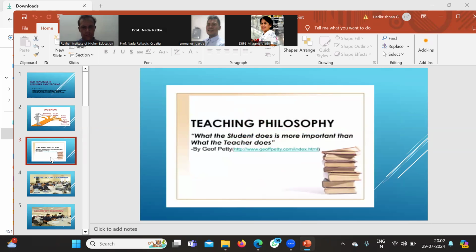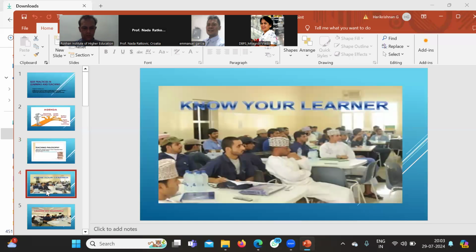So the philosophy of teaching: what the student does is more important than what the teacher does. So here the role of the student is more predominant than the teacher. So it's like an iterative process. What the student does is more important than what the teacher does. So the student plays a vital role. Now I'm going to the pictorial representation.